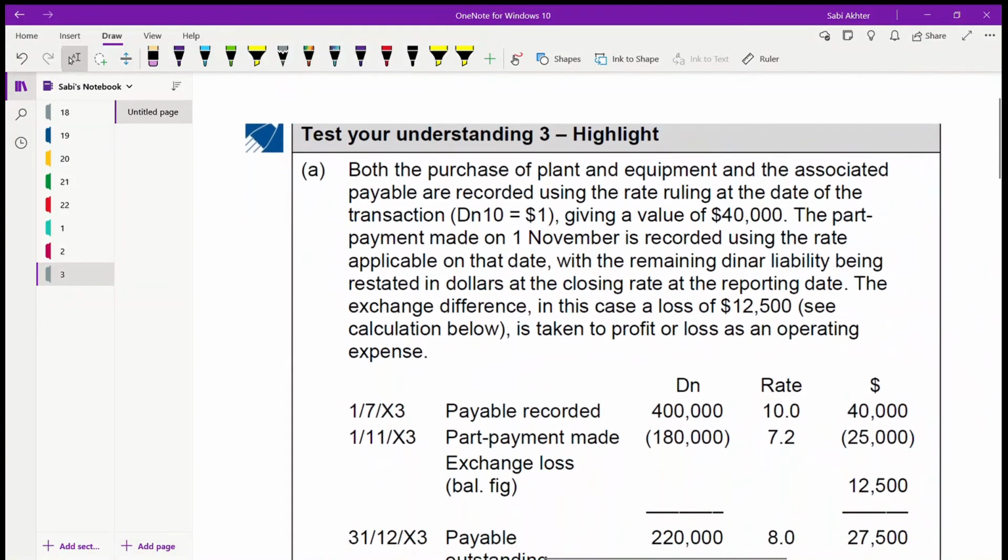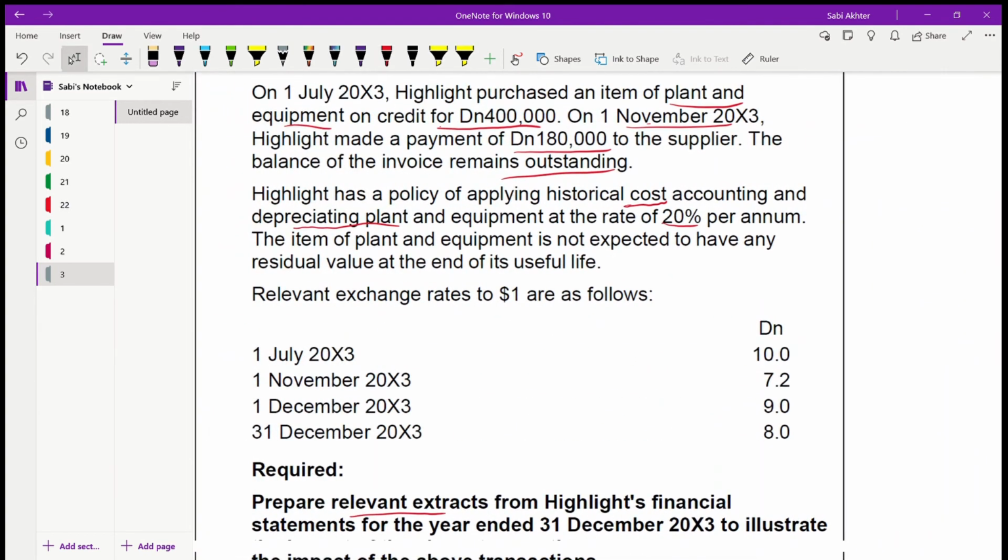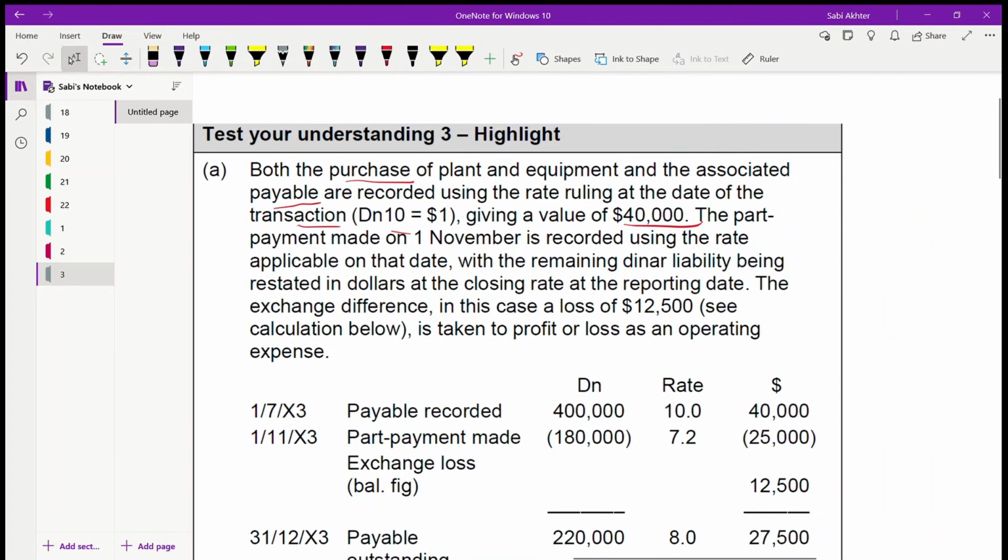So here, both the purchase of plant and the associated payable are recorded using the rate ruling at the date of transaction. It is 10, giving the value of 40,000, because 400,000 divided by 10. The rate is 10 because on that date, 1st of July, you bought that plant and equipment on credit. So that day itself, you give rise to property, plant and equipment as well as the creditor, the payable, the liability. That's why both are translated using the rate on the same date.